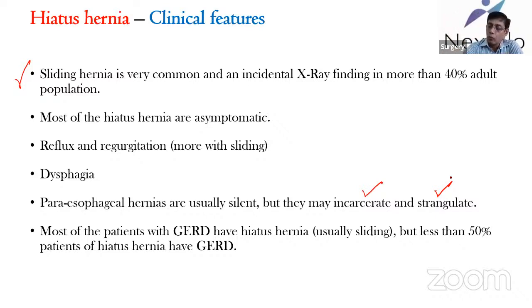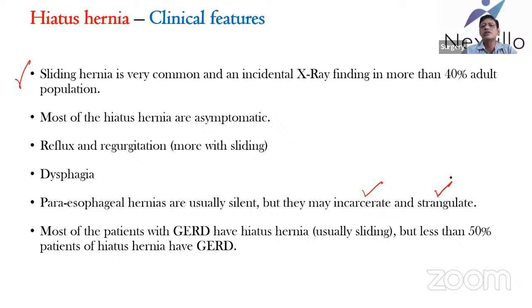Got it? What actually happens in GERD is that as the acid keeps on refluxing back into the esophagus, it leads to inflammation. And ultimately, there is going to be fibrosis. And due to the fibrosis, the stomach is pulled up into the thoracic cavity. So these are the clinical presentations of the hiatus hernia.